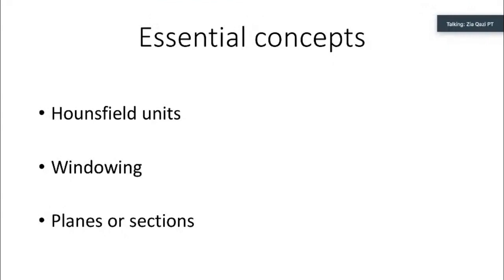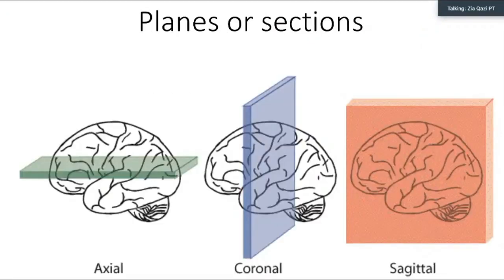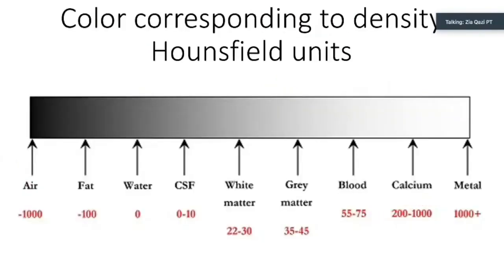Coming to essential concepts for reading the CT scans, I won't take much time. There are three essential concepts that we need to know coming to the scan. One is Hounsfield units, the second is windowing, the third is planes or sections of the brain. There is the axial section, also called a transverse section. There is a coronal section going front to back, and there is a sagittal section going from side to side. Okay, coming to the Hounsfield units that I talked about.